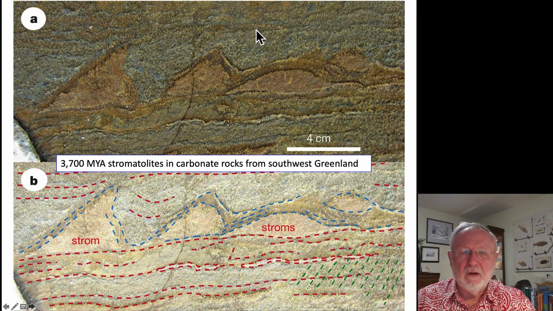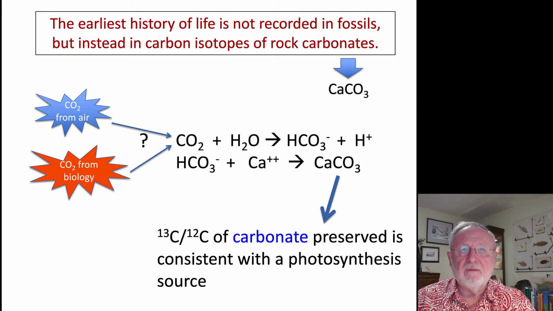So how do we know that this is life? Well, the earliest life is not recorded in fossils, but it's recorded in the carbon isotopes. And in the pre-class materials, you were given a brief introduction as to what isotopes are. So isotopes are different forms of the same element, simply differing in the number of neutrons.